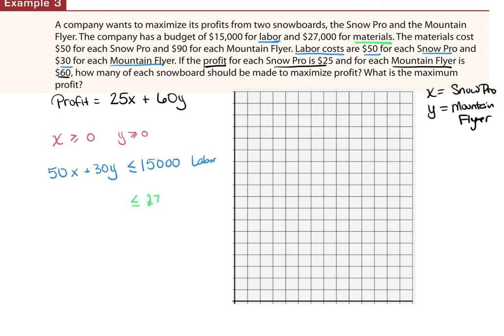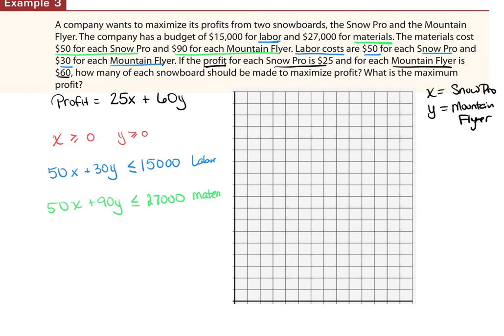27,000. And now I'm going to find everything that has to do with materials. The materials cost is 50 for Snow Pro and 90 for the Mountain Flyer. So 50x plus 90y. Does everybody see what I'm doing here? All right. So now I have my constraints and I have my objective function.